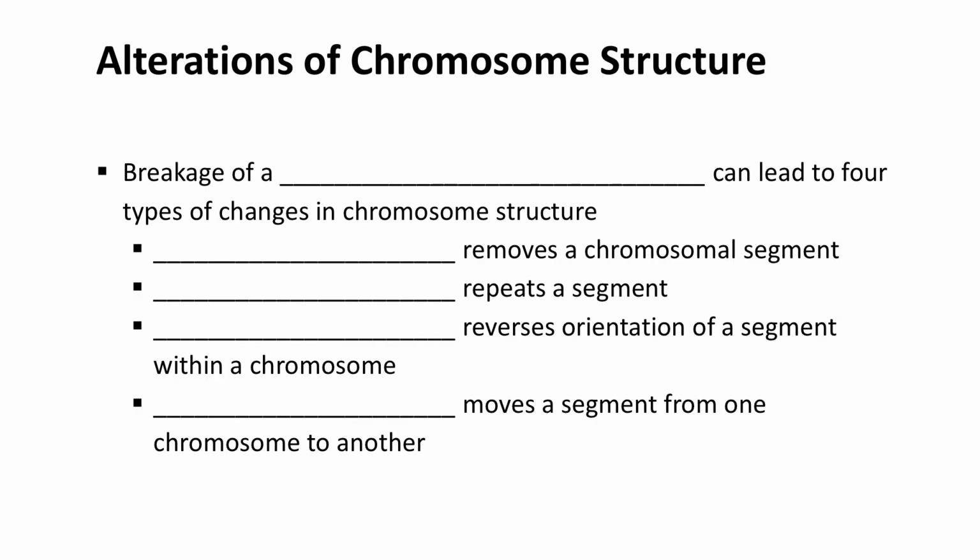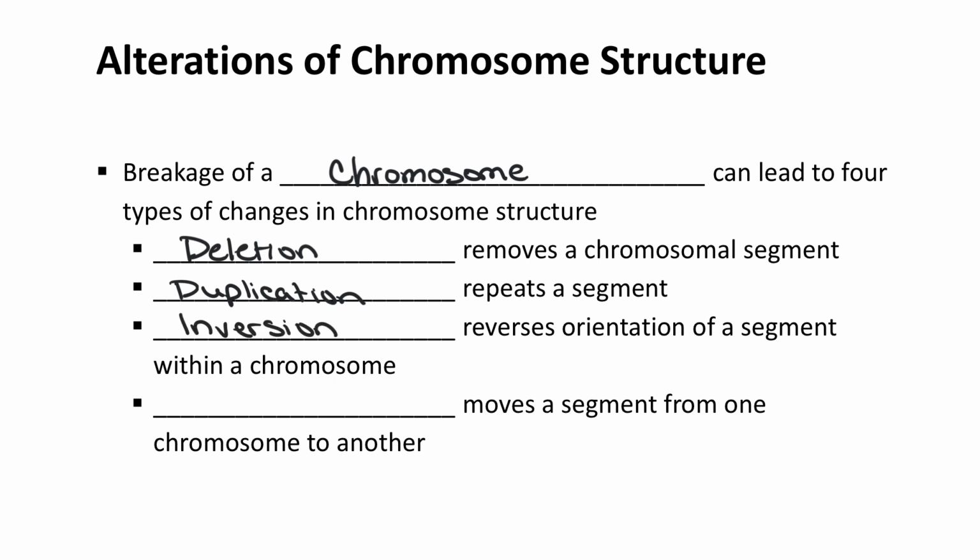There are some alterations of chromosome structure that we occasionally see. Breakage of a chromosome can lead to 4 types of changes in chromosome structure. Deletion removes a chromosomal segment. Duplication is when we have a repetition of a segment. Inversion reverses the orientation of a segment within a chromosome. And then the other thing that we can have is translocation, which moves a segment from one chromosome to another.